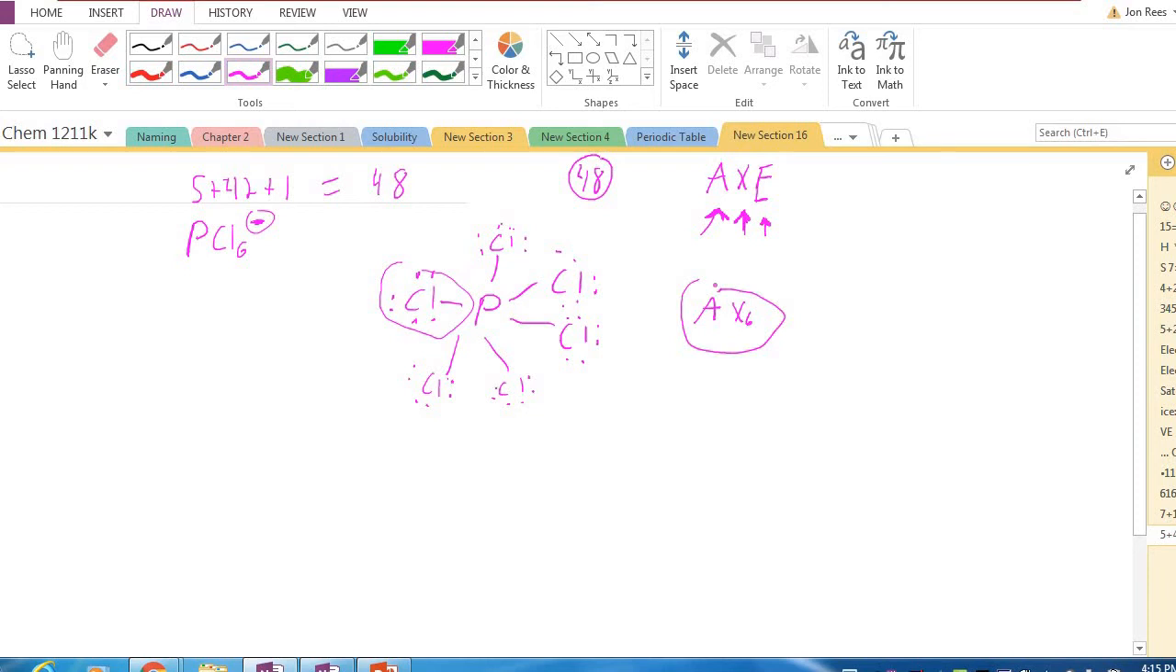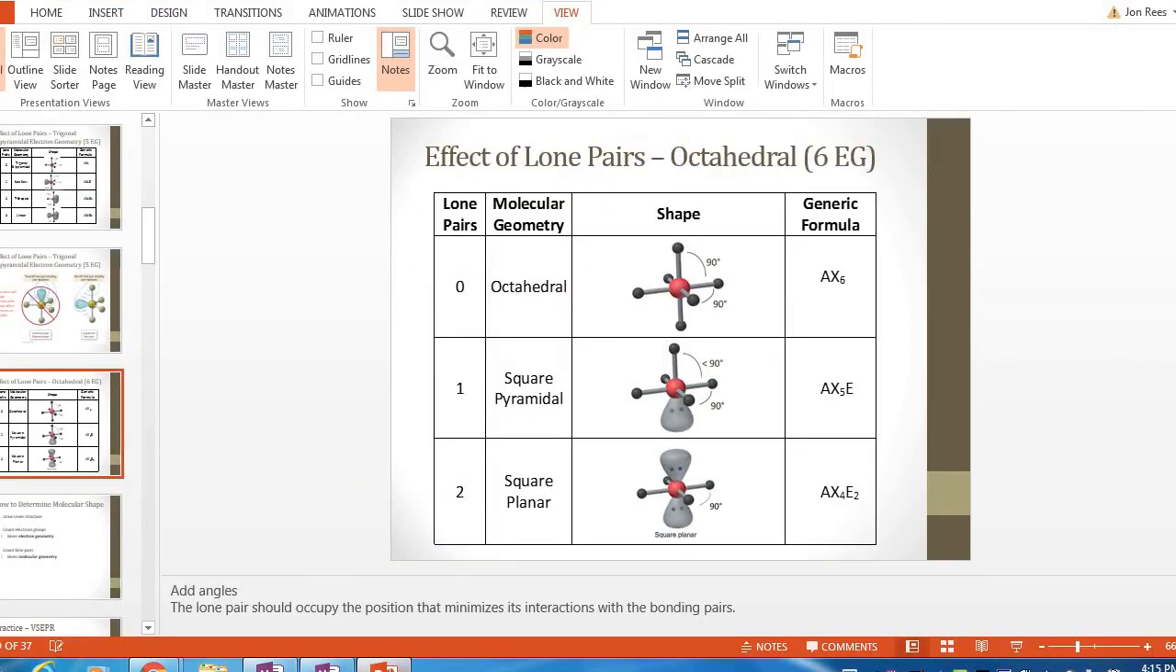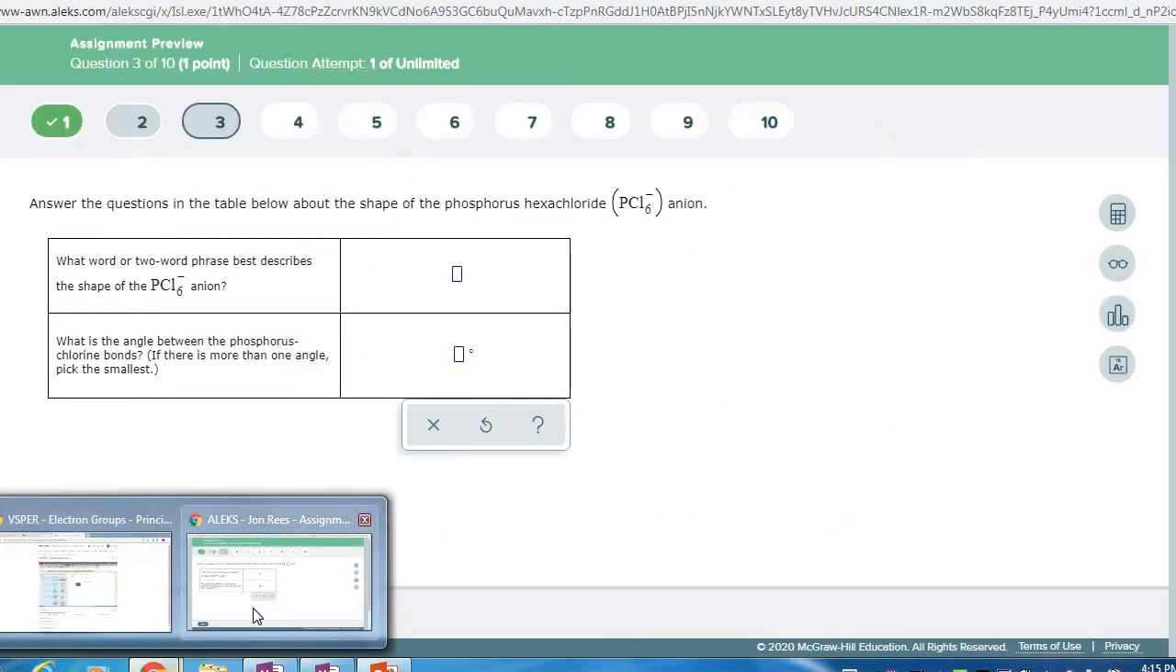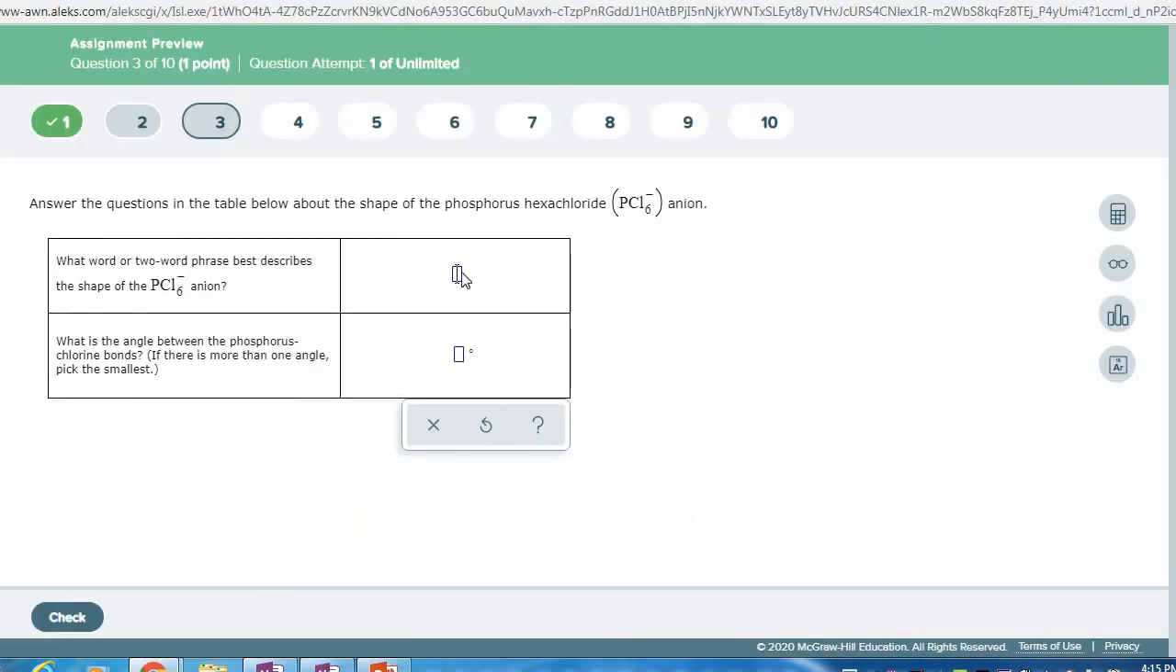Now you're going to have to go to our lecture notes and know these. There's not as many as you think, but if we go to the AX6 here, then this is octahedral, and each of the bond angles off of the octahedral are 90 degrees. So if we go back to our Alex question, which word or two-word phrase best describes the shape? Well, this is octahedral. And what is the angle between the phosphorus and the chlorine bonds? Those are 90 degrees. As we check that, we should get that one right.